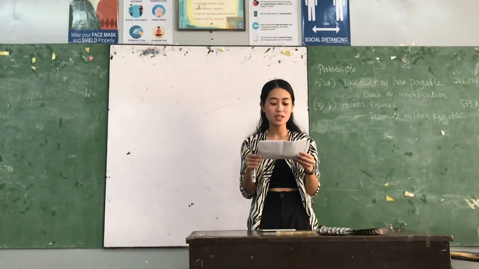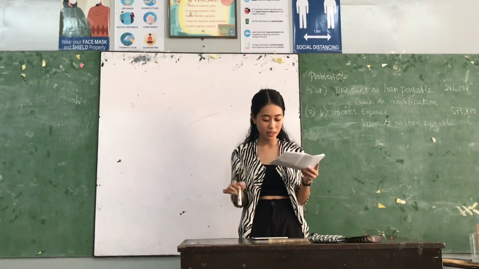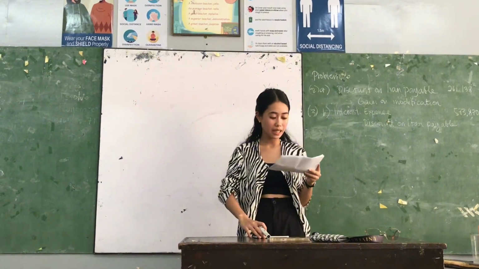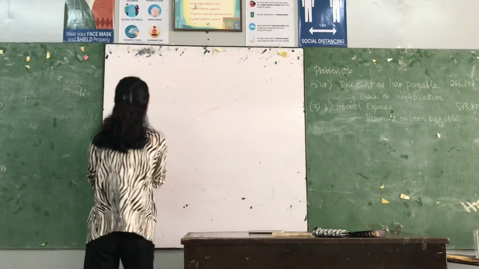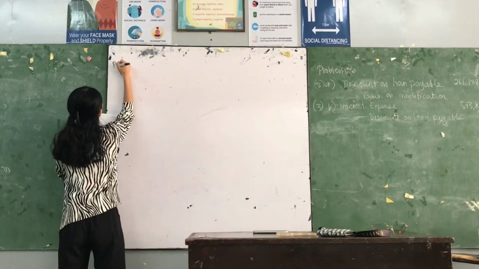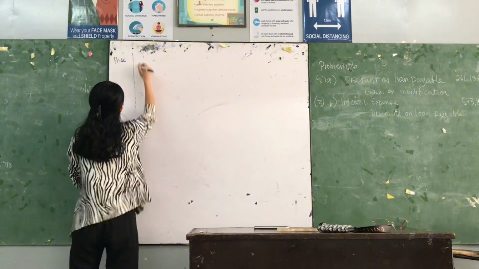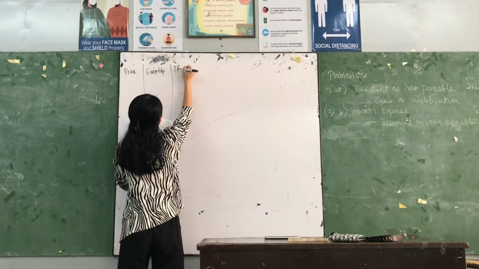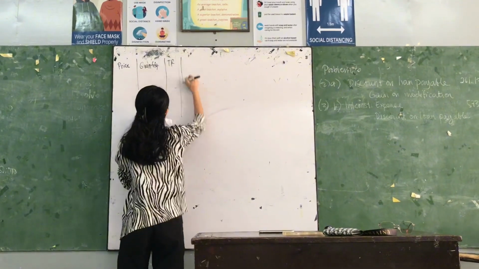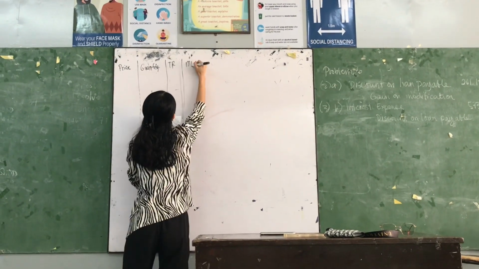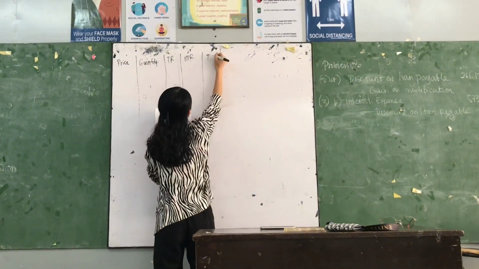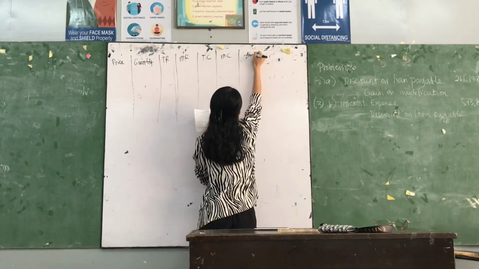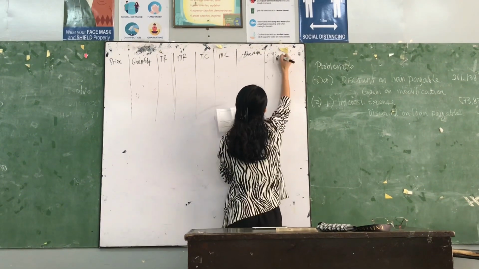Next topic is revenue and cost data of learning. So I will give another example from the table 20, page 168. Price, quantity, total revenue, marginal revenue, total cost, marginal cost, and average, and lastly profit.